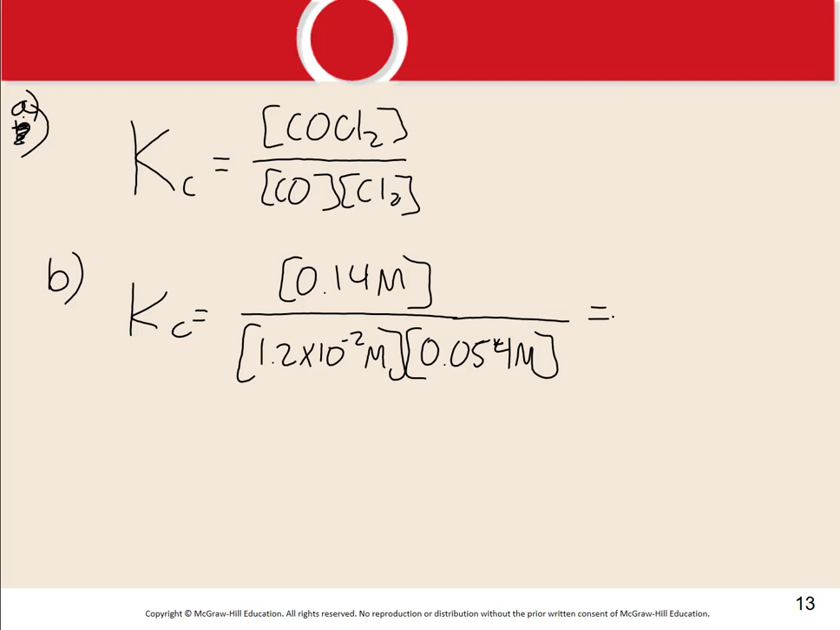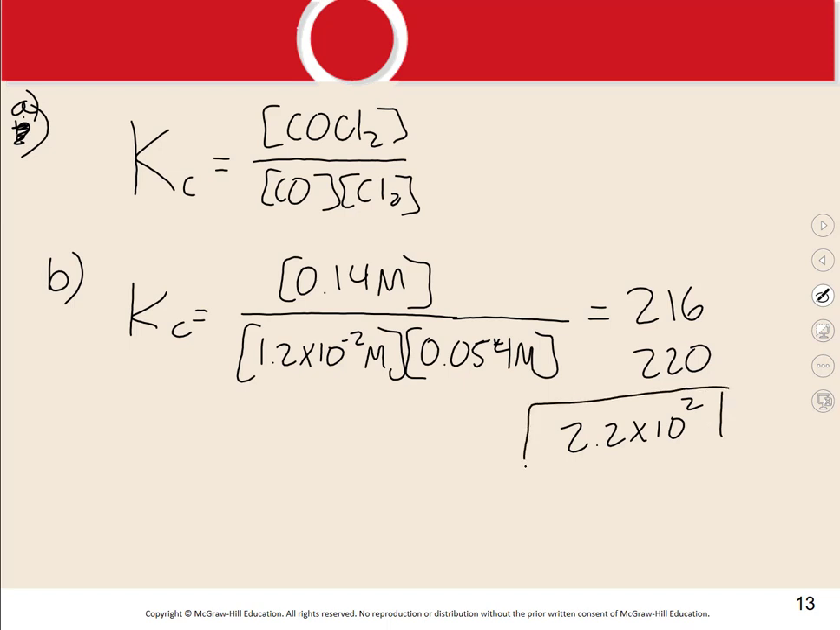What do we get here? Good, 216. Even though the units don't really cancel out for equilibrium constants, they're considered unitless, so we're not going to put any units on this. We're just going to say 216. Well, actually, we've only got two significant figures, so it's not 216. It's 220. Or to show that the 0 isn't significant, we'll put it in scientific notation, 2.2 times 10 squared. And there's our answer.